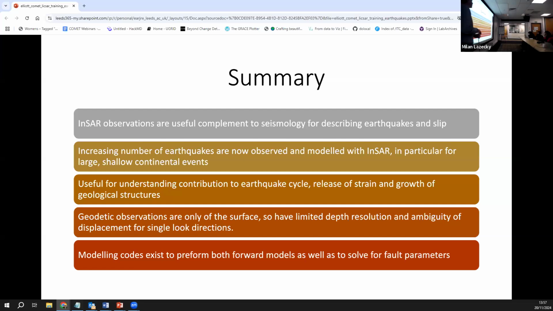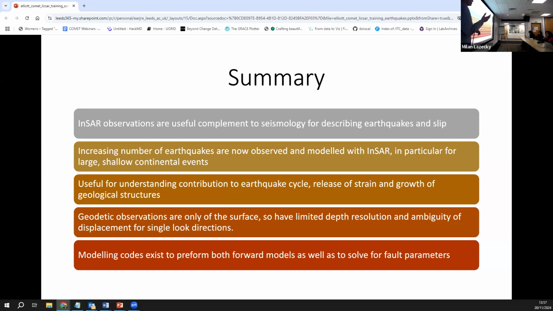So hopefully in summary there, we've given you an insight that InSAR, under certain caveats, can be useful in complementing seismological catalogues. It gives you a much greater richness in the near field, but has limitations about where it can be used. An increasing number of earthquakes have been done now. So instead of individual case studies, catalogues are being created. So it means you can start to do more statistical approaches to these. And it's useful for the large or shallow continental earthquake.